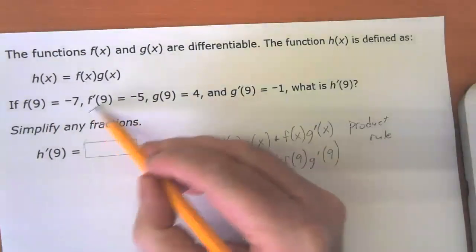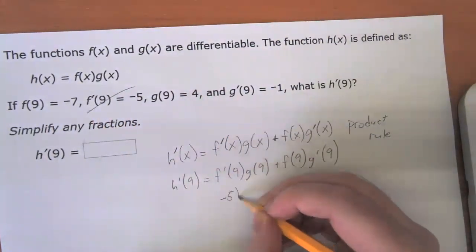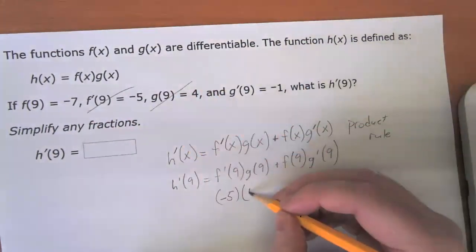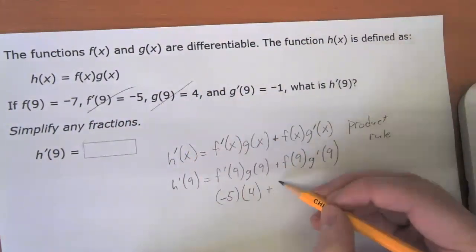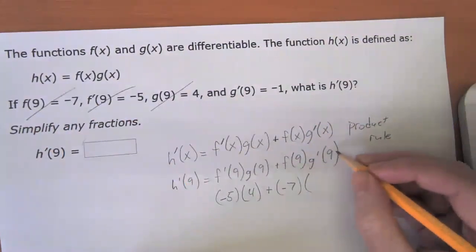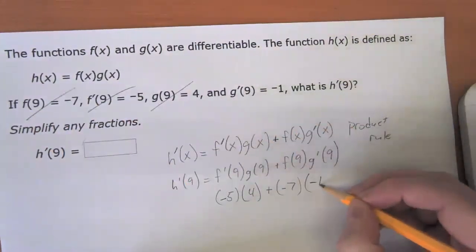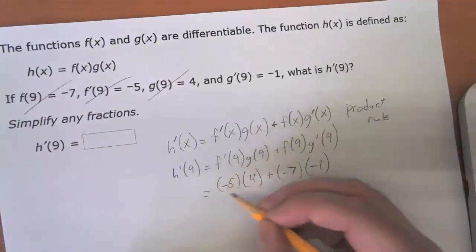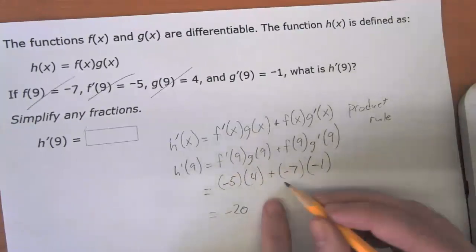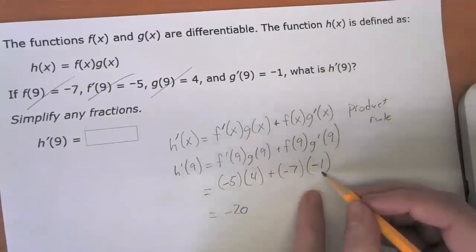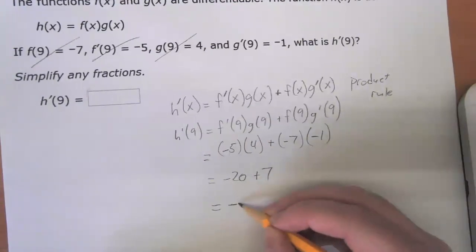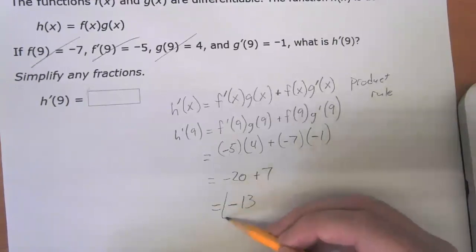So f prime of 9 is -5 times g of 9, which is 4, plus f of 9, which is -7, times g prime of 9, which is -1. And so that's really easy to multiply out. -5 times 4 is -20, plus -7 times -1 is +7. And so that gives us an answer of -13 when we finish doing the math.